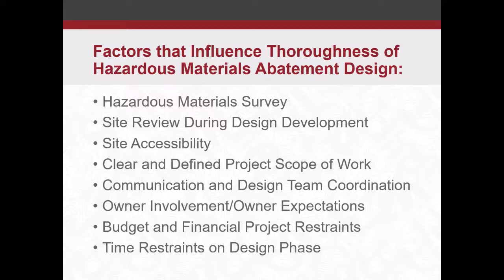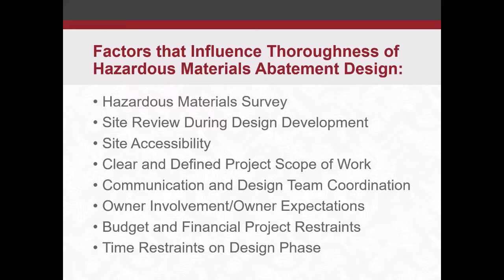A clear and defined project scope of work, and this goes all around, not just on the abatement but in other disciplines. If everyone's project scope of work is clear and defined, you're going to have a good project. If things aren't well defined, that's just going to trickle down to the asbestos abatement or the hazardous materials abatement. You may not account for everything up front, and then that becomes a change order in your construction phase. And obviously, we don't want those.